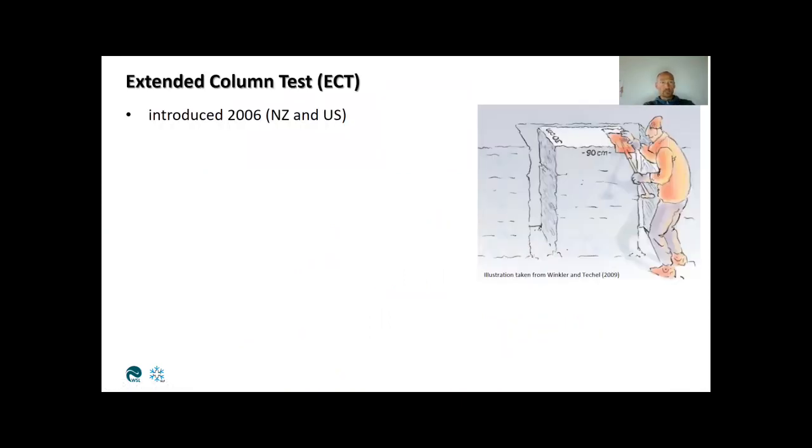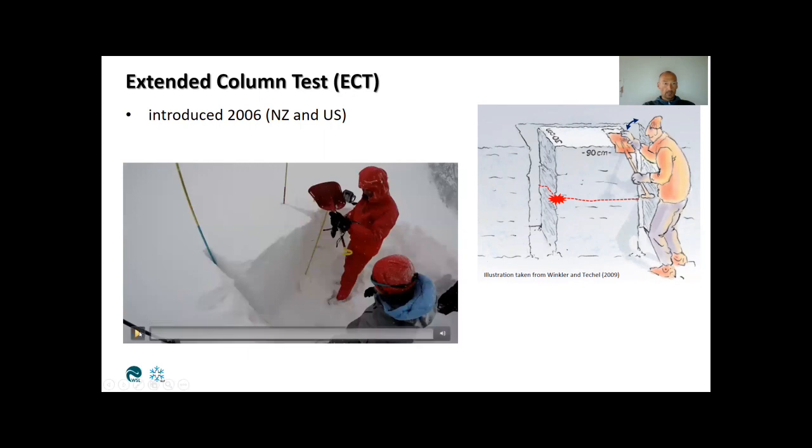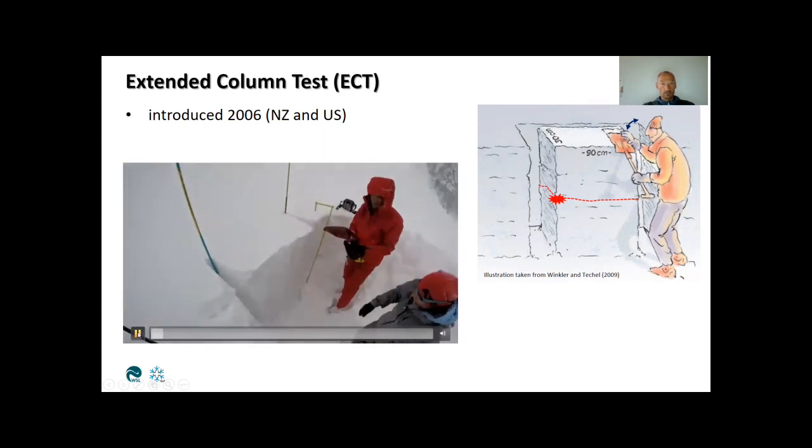The extended column test was introduced about 14 years ago in New Zealand and the US, and since then it's probably become the most widely used stability test which we are using in the field today. To perform an ECT, a column of snow is isolated from the surrounding snowpack, and we then load the column of snow by tapping on the back of a shovel blade. We then observe whether a fracture occurs in the column of snow and whether this fracture travels all the way across the entire column.